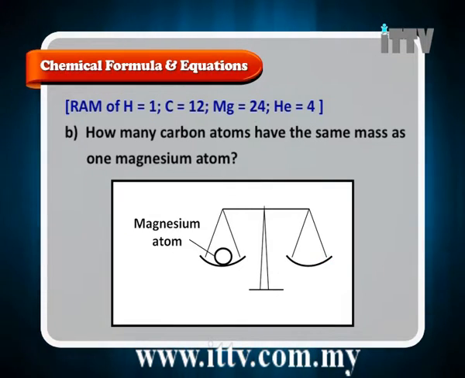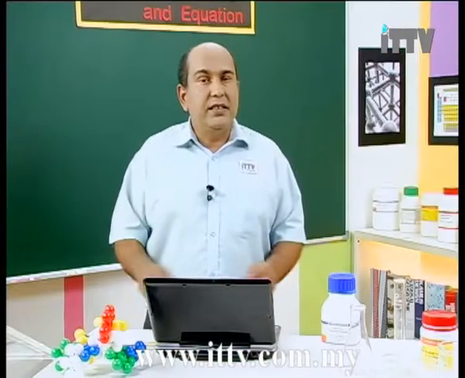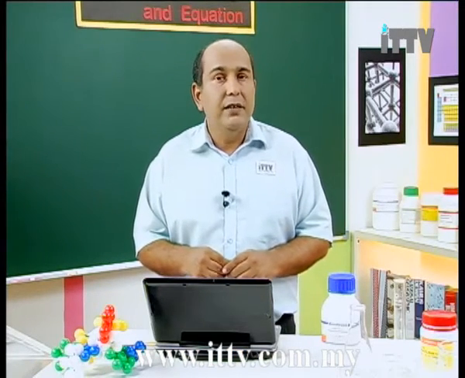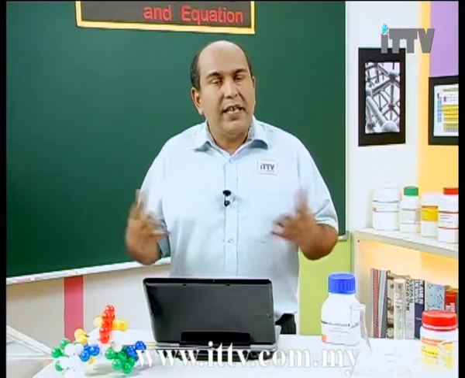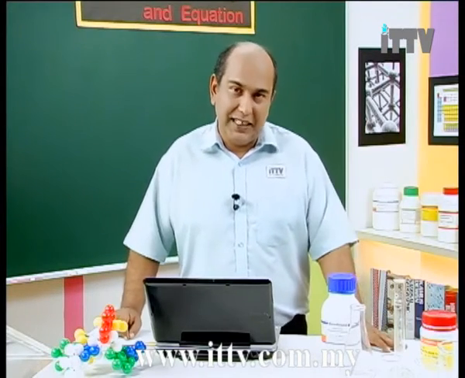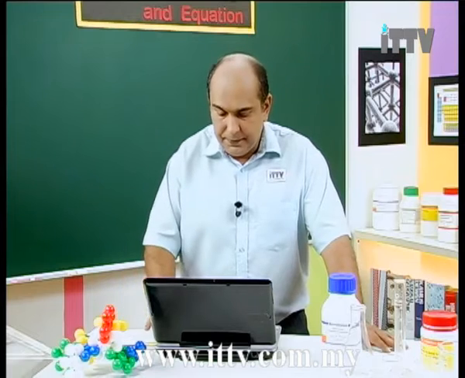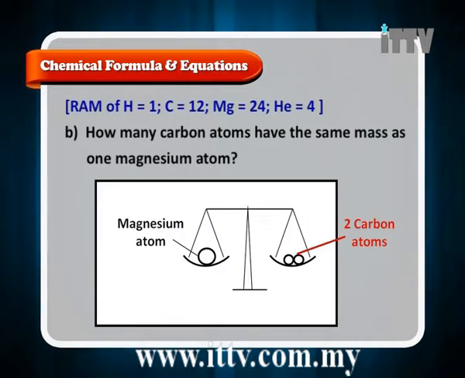Let's try another comparison. How many carbon atoms have the same mass as one magnesium atom? Magnesium has the RAM 24, carbon 12. How many carbons have the same mass as magnesium? So that would be 2 times 12. 2 carbon atoms.